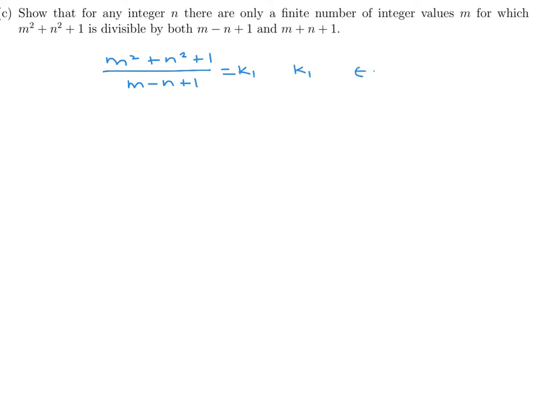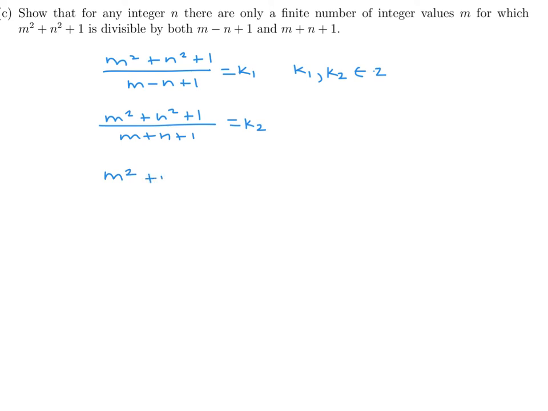And the other one, m squared plus n squared plus 1, also has to be divisible by m plus n plus 1, where k1 and k2 are integers, that's what this means, element of the integers. All right, so if you rewrite this, what we get is the following.